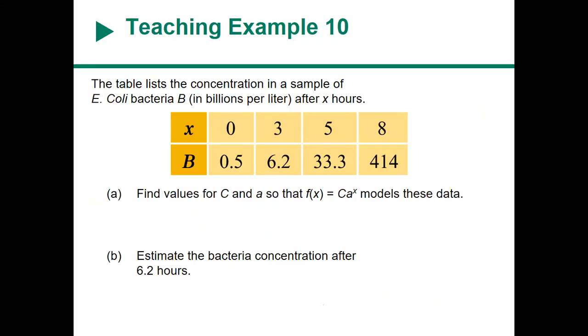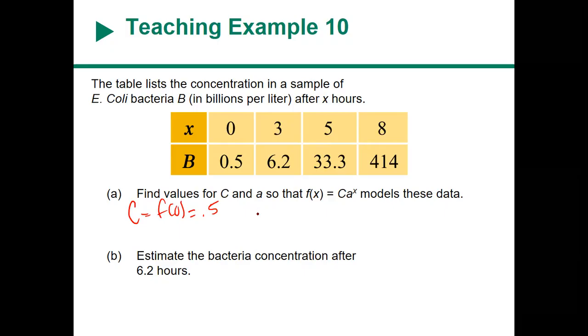So remember, to find the value of C, that's your initial, right? That's your f of 0. So C equals f of 0. And what is f of 0? 0.5. So C is done, right? To find our A, we can use any value because we know our C. We can use any X and Y to solve for A.